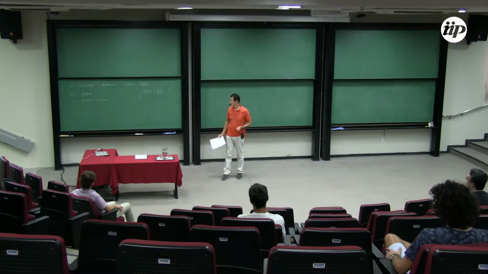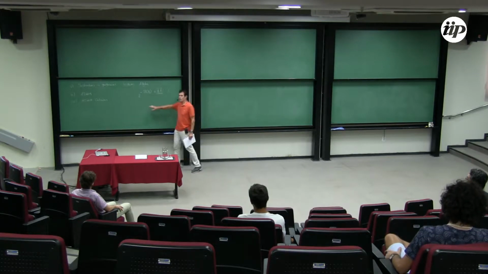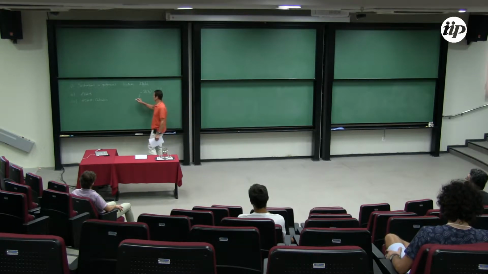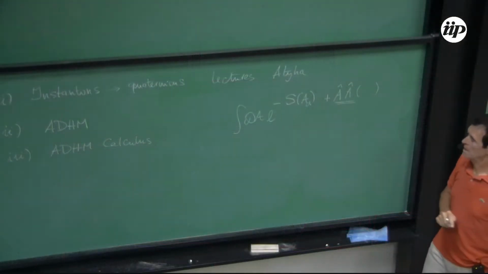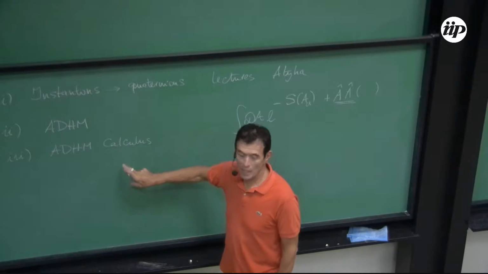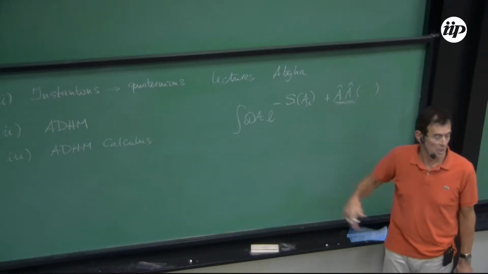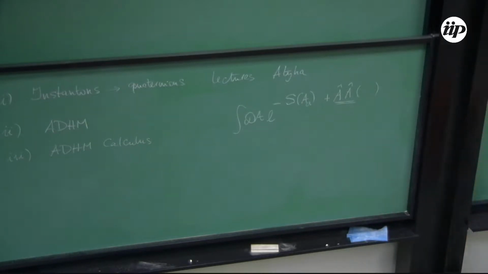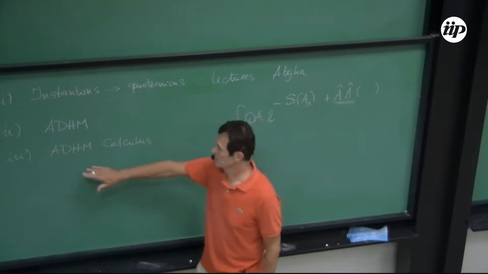In the moment in which we know what the parameters of these solutions are, we may try to perform this integral, which is a functional integral, because it's an integral over these variables. Now, the ADHM calculus is nothing else than a way of writing the fields, which are solutions to the classical equation of motion, in terms of this moduli space. So, we'll go through this part.